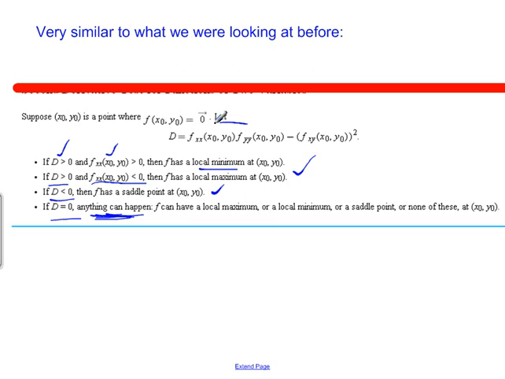But the key thing is that we don't need a quadratic equation now. Our function can be anything. It can be any sort of function. All we need to do is look at the second order derivatives, and from the second order derivatives, we're going to use that to approximate a quadratic Taylor, and from that approximation, we can determine whether we're having local max or local mins.